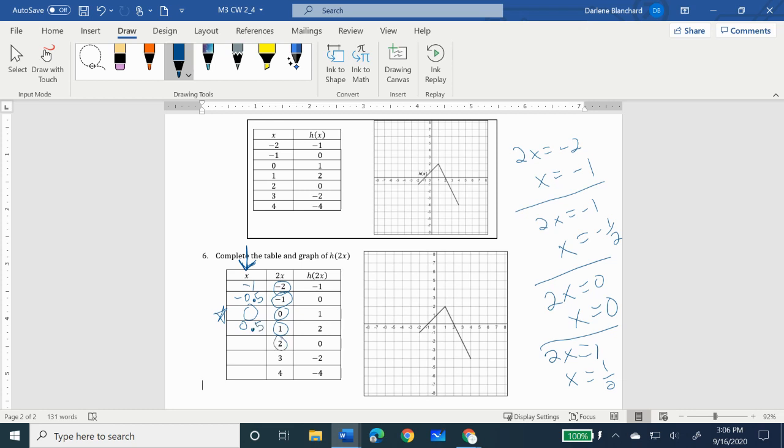When 2x is equal to 2, oh, it won't stay there. When 2x is equal to 2, what is x? x is 1. When 2x is equal to 3, x is 3/2, or 1.5. And when 2x is equal to 4, x is equal to 2.